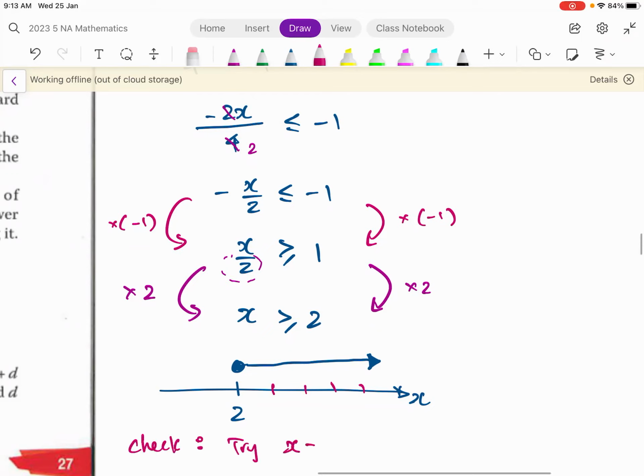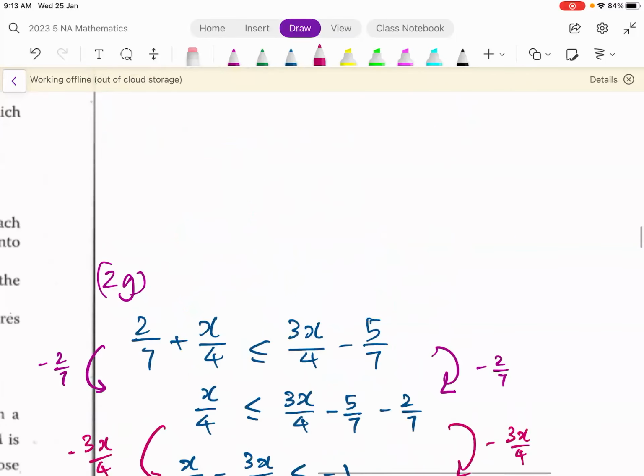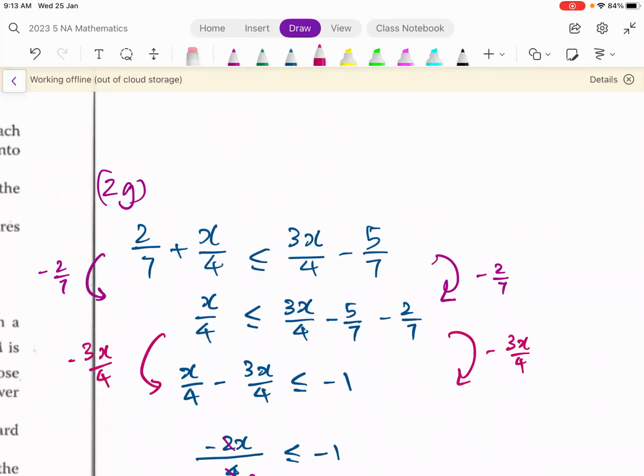Try x equals to 2. Try x equals to 3 for convenience. I'm also going to try x equals to 1. So this should not work, but the other 2 should work. Okay, because I'm so free, let me try now. 2, 3, and 1. So this is my original inequality.